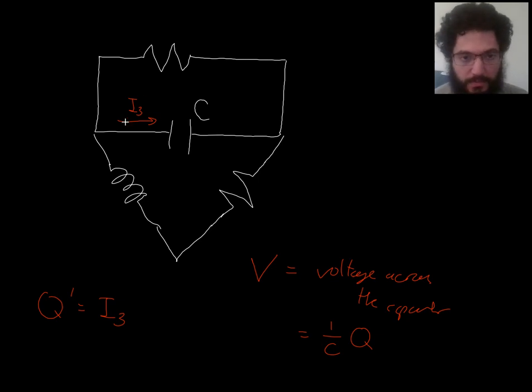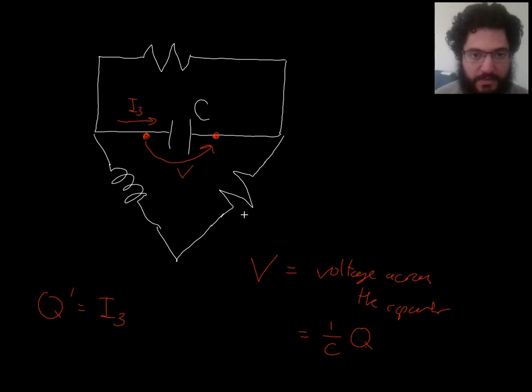So if I3 is going to be the current pointing in this direction, then if I want V to be the voltage, if I want V to be 1 over C Q, where Q prime is I3 rather than being negative I3, then V will have to be the voltage difference, the following voltage difference, here minus here. So the jump in voltage from here to there. So that's what we called V.